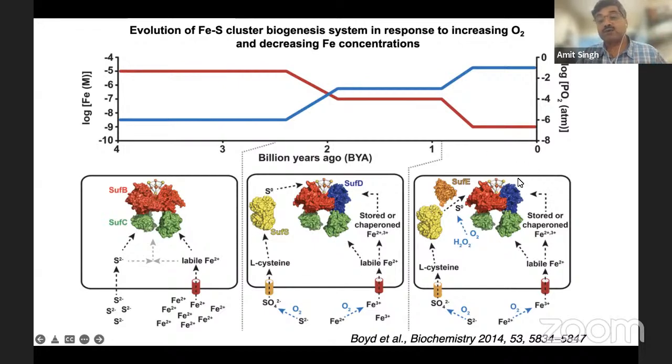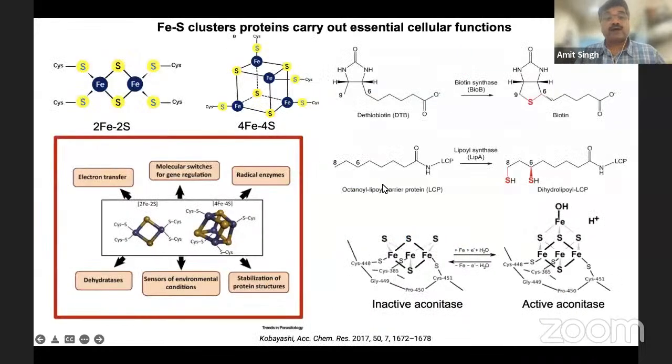As we become more and more oxidized, there are some specialized proteins which are acquired by organisms to protect iron sulfur cluster assembly from hydrogen peroxide and oxygen mediated destruction. Iron sulfur clusters come in different flavors. However, the most common types are 2 iron 2 sulfur clusters and 4 iron 4 sulfur clusters. And you can see that you have 2 irons and 2 sulfide ligands.